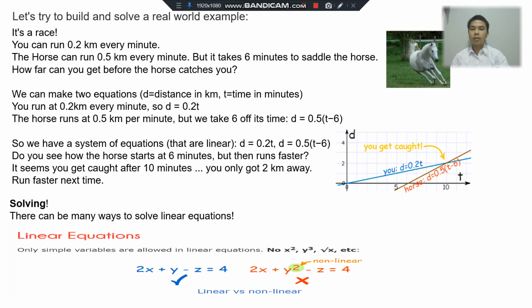We see the horse starts at 6 minutes, but then the horse runs faster. It seems we get caught after 10 minutes. We only got 2 kilometers away. That's the graph of the human and the horse. There are many ways to solve a linear equation, like the bottom side.